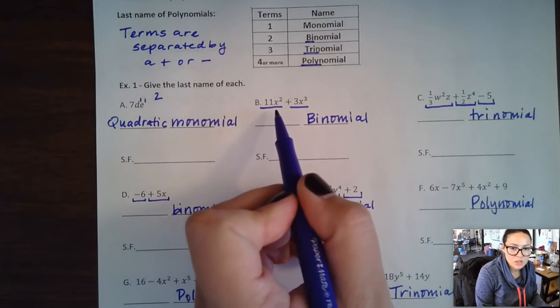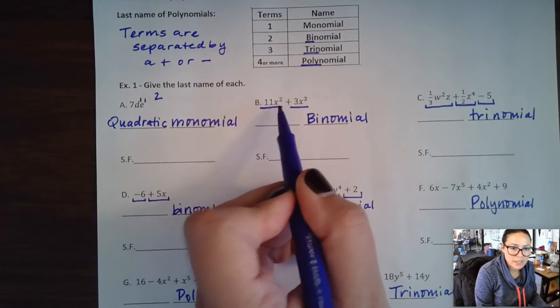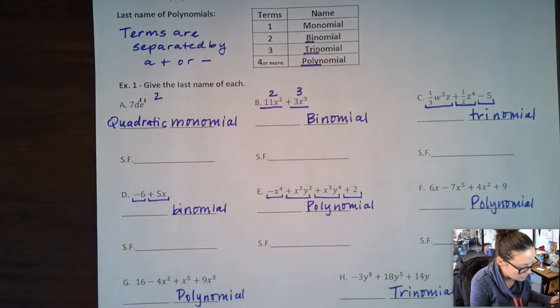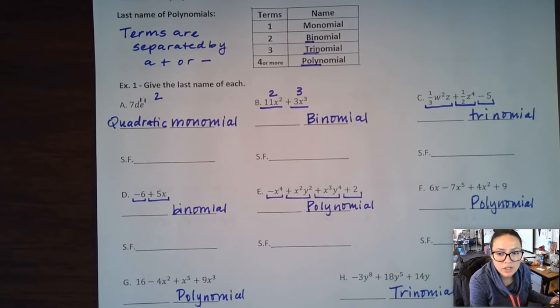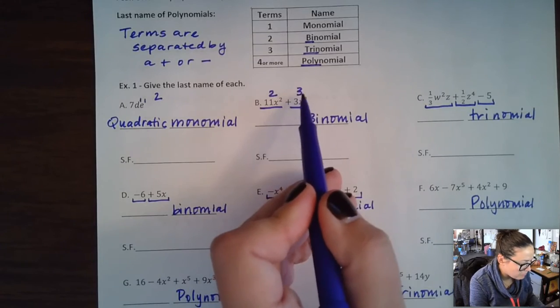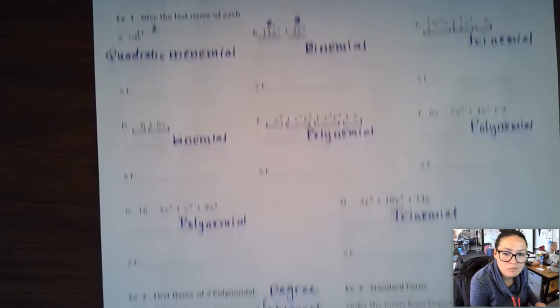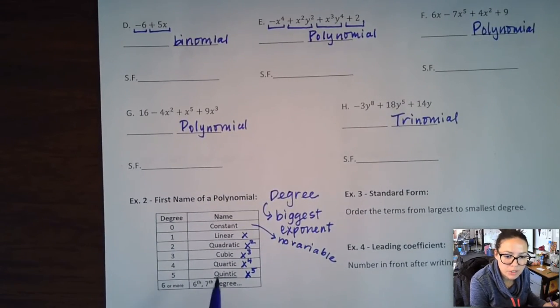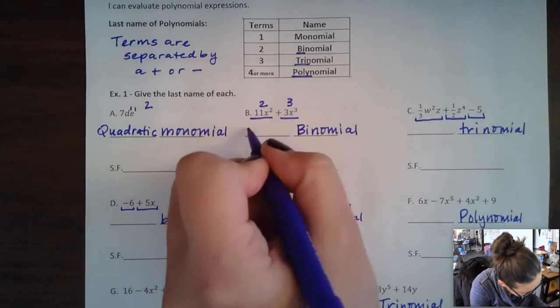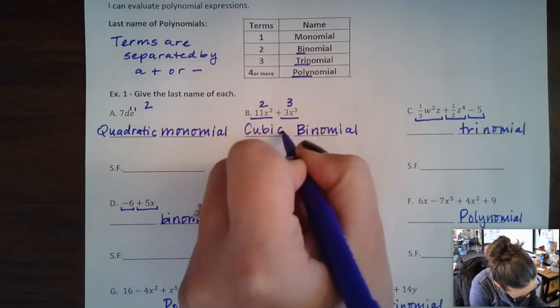All right, let's look at B. This one is degree 2. This one is degree 3. And we want to look at the biggest degree, the biggest power. So that is 3, which means it is cubic. Cubic binomial.